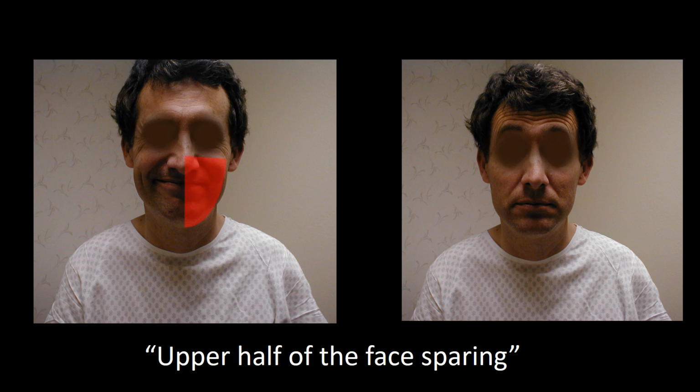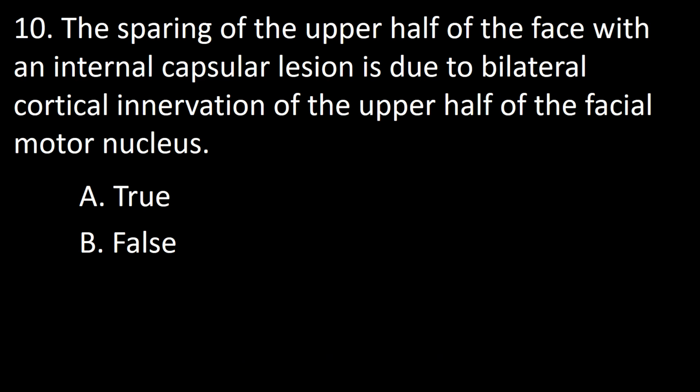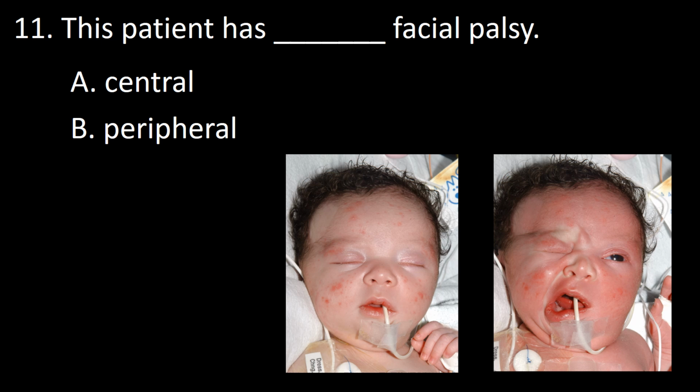Notice that weakness is only present in the left lower quadrant, which I have shaded red, and that the forehead is spared. So the answer to this question is A. This patient has dash facial palsy: A, central; B, peripheral.